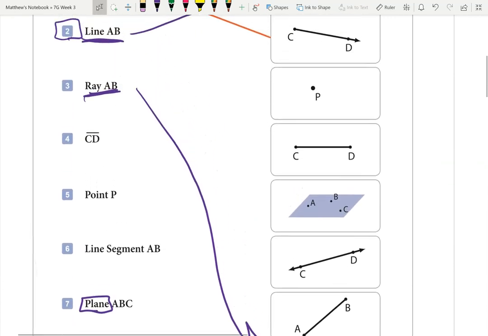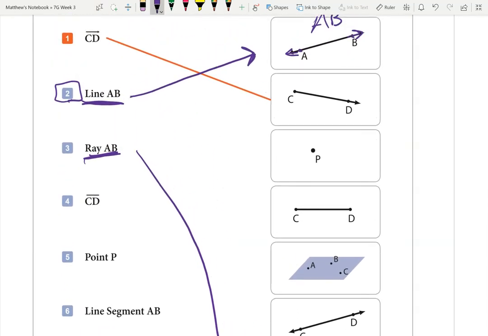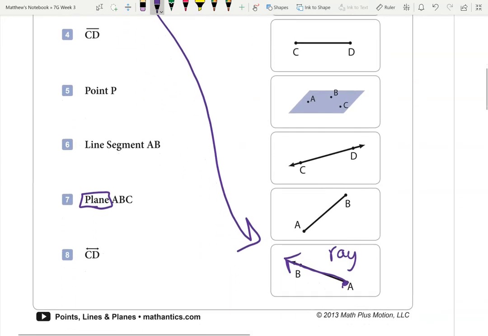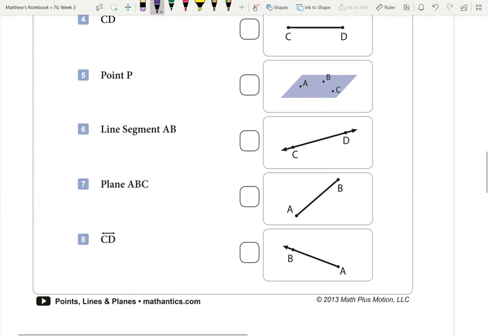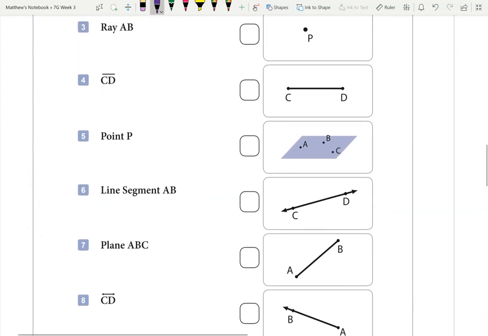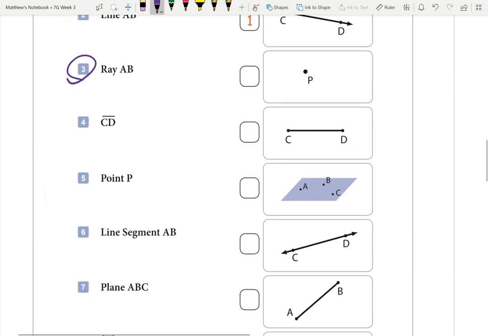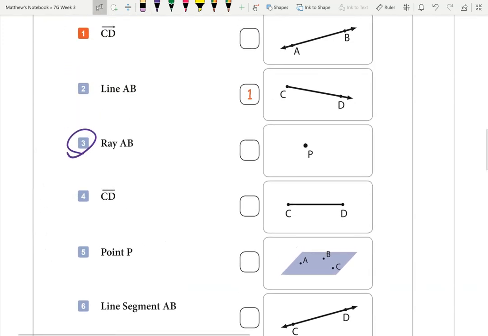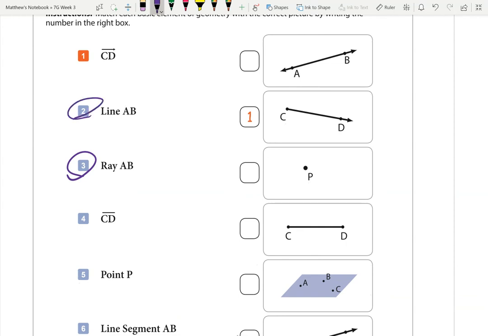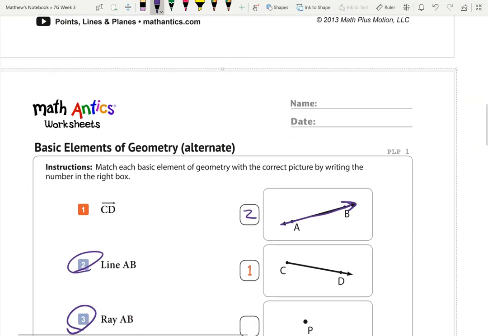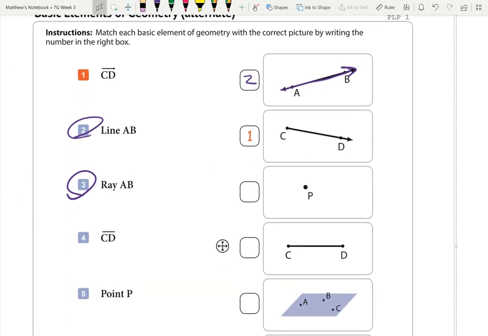So if you want to connect using these lines, you can do that. So I'm going to match from 3 to the bottom picture here with a line. Or if you want to just write in the number, you can do that too. So if I wanted to match 3 with the bottom one, I could just write in 3 here, if that's a little bit easier for you. If you wanted to do 2 with line AB up top. Okay, so these are the same pages. It's just up to you whether you do the one where you're matching or the one where you just write in the corresponding number with the picture, okay?